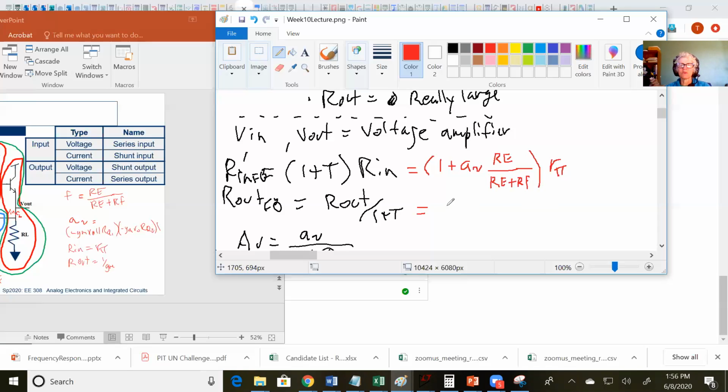What about R out? What happens to R out? So what's your original R out value? One over gm. So it's already really small. But because it's a voltage output circuit, it gets divided by that and gets even better.